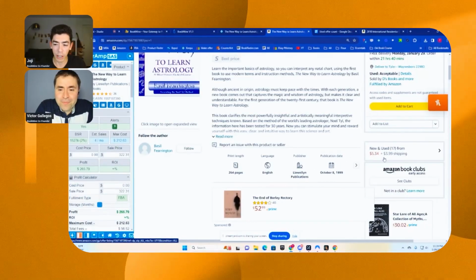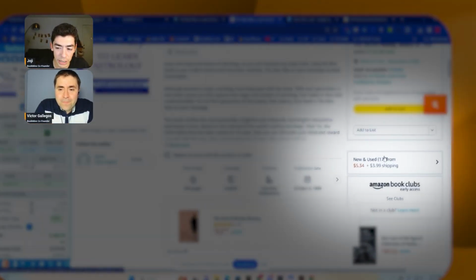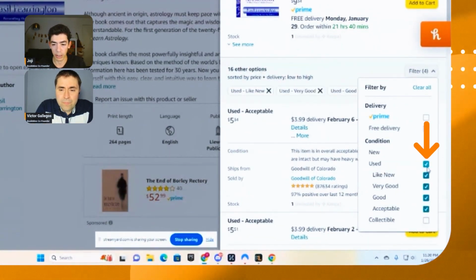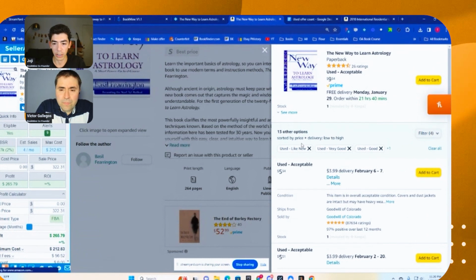Right. So the first thing right now is you can see it says new and used 17. Remember that the used offer count was 14. So that means that the other three offers must be coming from new. But we can click this button, come up to the filter, and click this used button. This is going to show us the 13 other options plus this guy in stock. So that's 14. 13 plus 1 is 14.